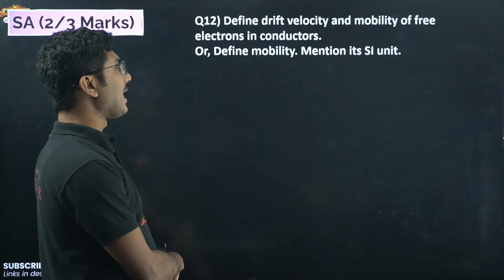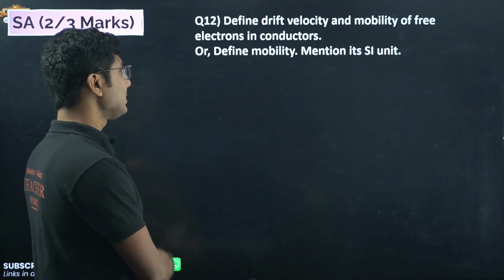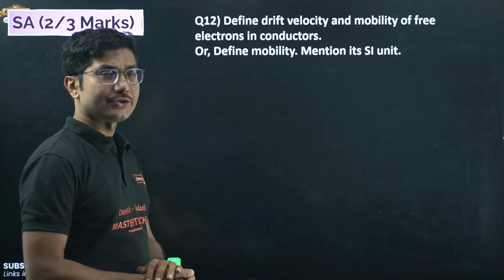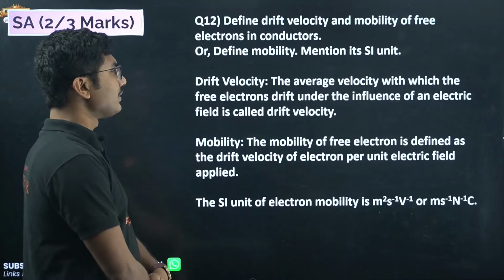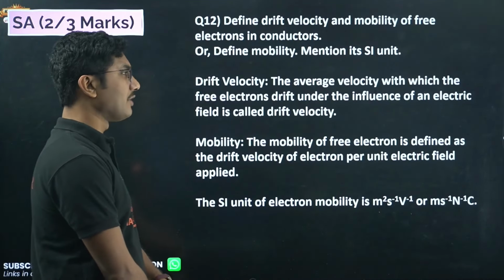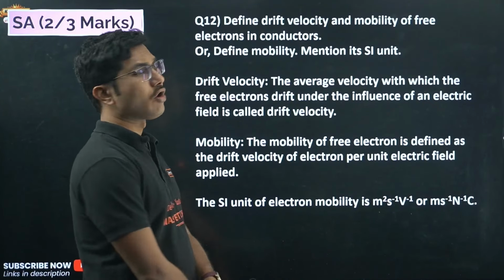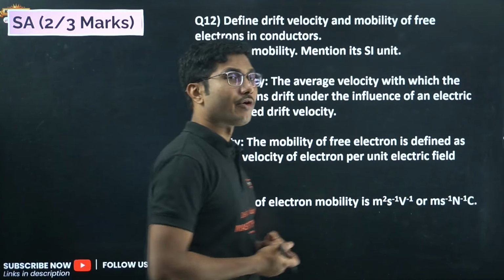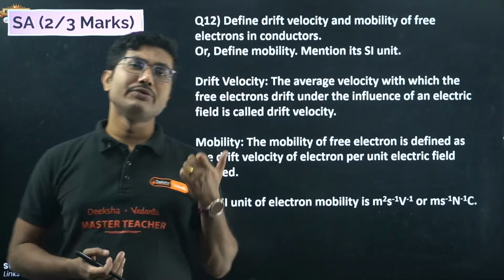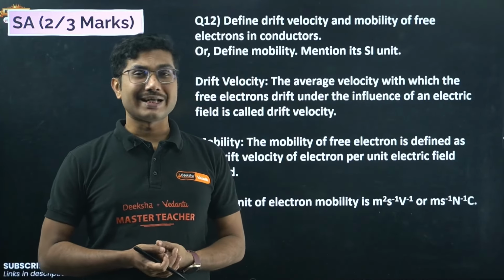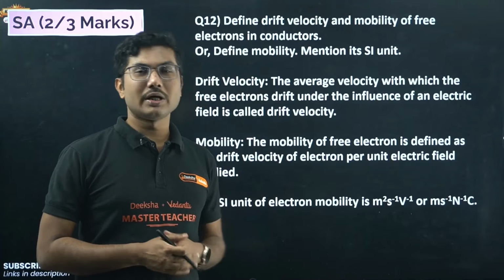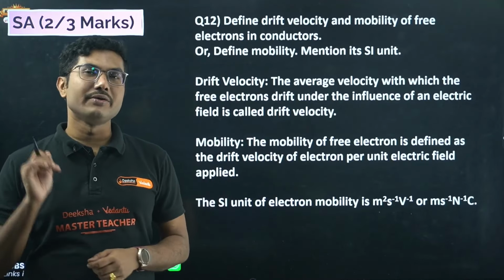Define drift velocity and mobility of free electrons in conductors, or define mobility and mention its SI unit. Both types of questions can come. Let's see. Drift velocity is the average velocity with which the free electrons drift under the influence of an electric field. Okay, so drift velocity is only when an external electric field is applied. So the electron starts to drift under the influence of an external electric field, and that velocity gained by the electron due to the external electric field is called drift velocity.